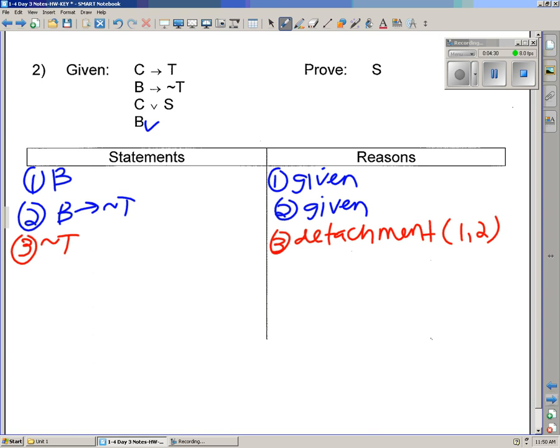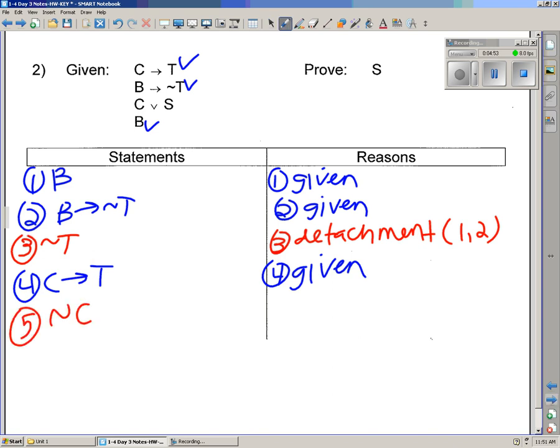from 1 and 2. I'm going to go back to my givens, and I'm going to realize that T is being used in, if C, then T. So I will use that conditional that was given to us. And then I can look at lines 3 and 4 and say, all right, well, I've got my back ends being opposite. I'm going to use my modus tollens. And I'm going to pull out a not C, and that's from lines 3 and 4.